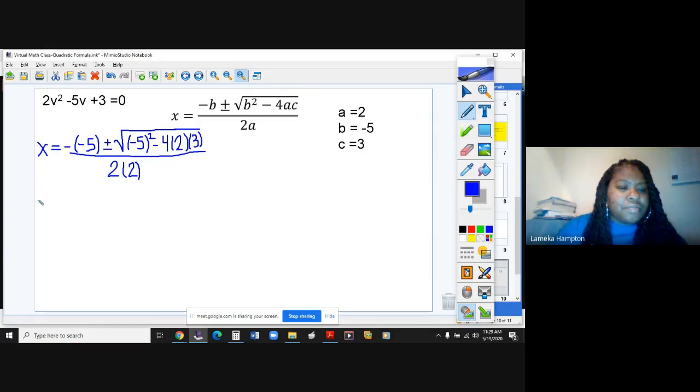Okay, so 2 negatives give me a what? A positive. So now my -5 has turned into a +5. So again, that's reinforcing integers. Okay, that's going to be plus or minus the square root of... What is -5 times -5?